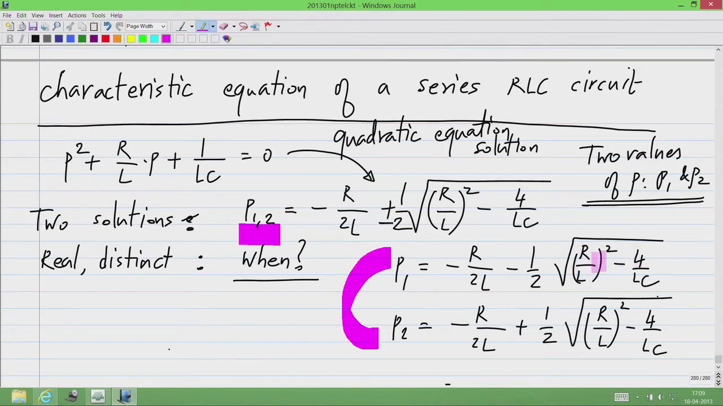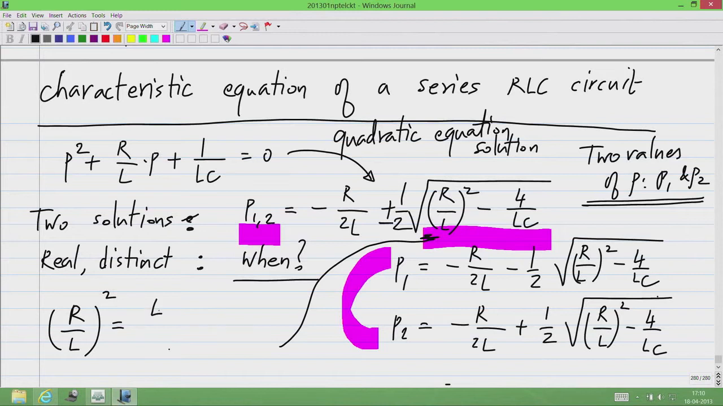Obviously, you have a minus sign here and plus sign here. So, obviously, they will be different from each other unless this entire thing happens to be 0. The term under the square root happens to be 0. So, if this part is 0, that is (R by L) square is 4 by LC. You can simplify this. I think that is the answer that was given by Suganya, but I will leave it like this. Under this condition, you will have two identical roots.